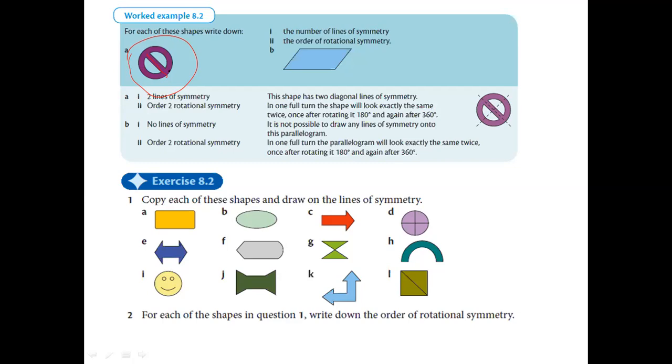First one is, sorry, I take it now. The number of lines of symmetry: two lines of symmetry. Why? Let's read that explanation. What are lines of symmetry? When you turn or rotate the shape, if your shape is not changing, then this shape has two diagonal lines of symmetry.